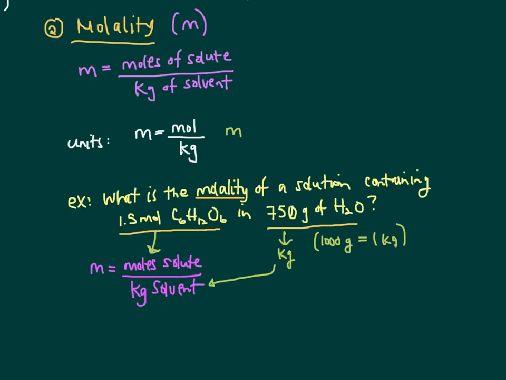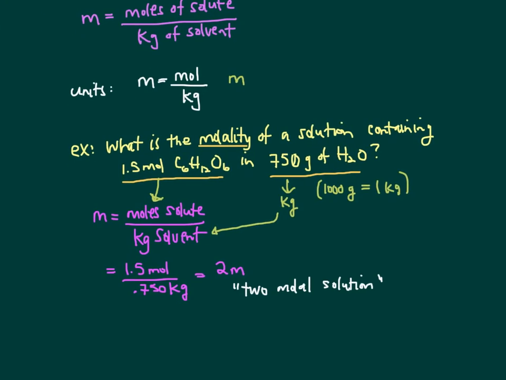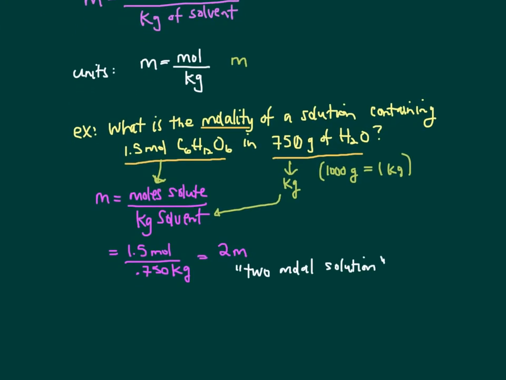So that, of course, is this. That's what we're trying to find. So if we go ahead and plug those numbers in, we get 1.5 moles of our solute per 0.750 kilograms of water. And that would make this a 2 molal solution. What that really means is that if we had a kilogram of water, you would find 2 moles of sugar or glucose floating around in it.